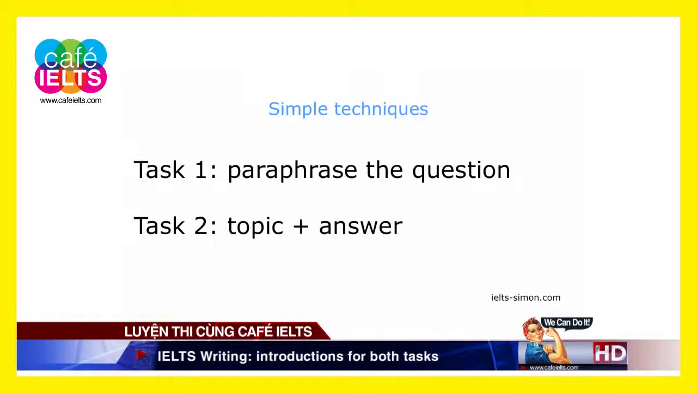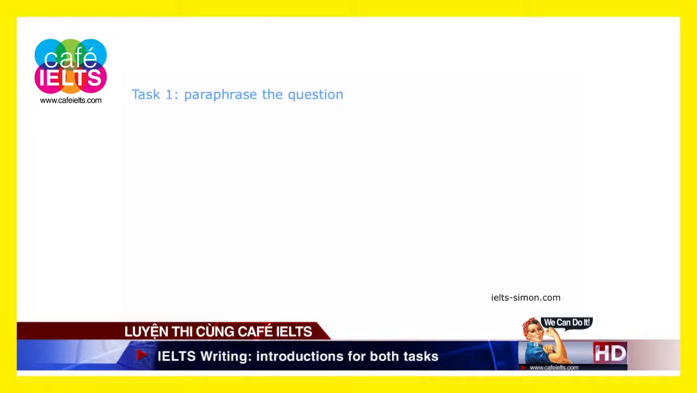To do this, you need simple techniques. For Task 1, paraphrase the question. You only need to write one sentence. And for Task 2, introduce the topic, then give a simple answer to the question. You could just write 2 sentences. Let's have a look at Task 1, paraphrasing the question.